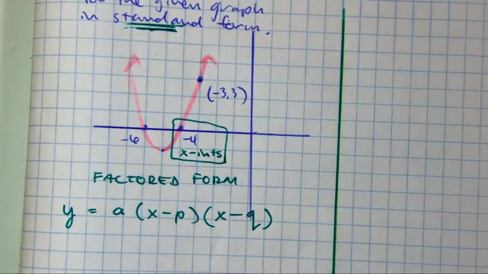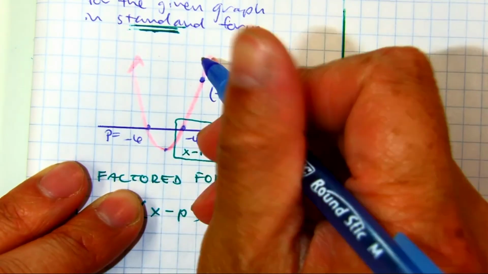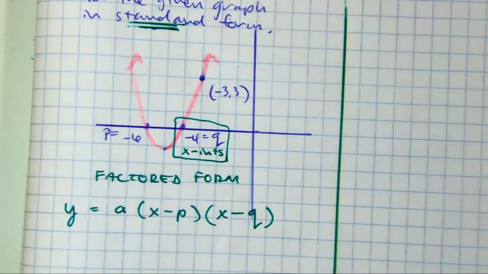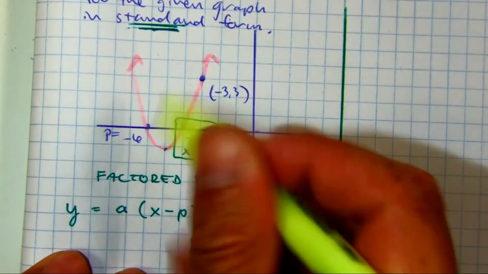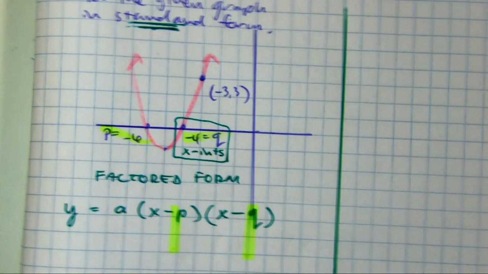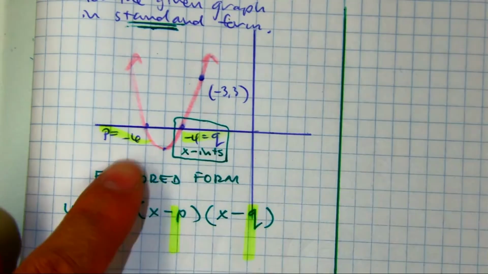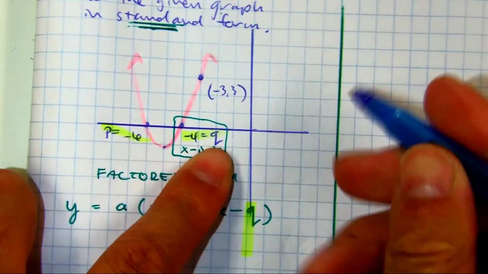Put your finger on the P and the Q value. Here is the P. There's the Q value. So our P value is -6, and our Q value is -4.